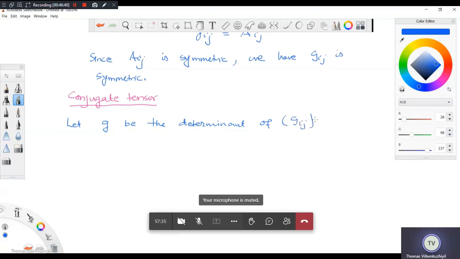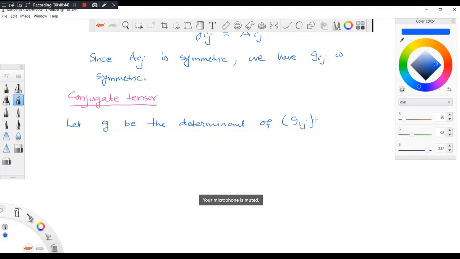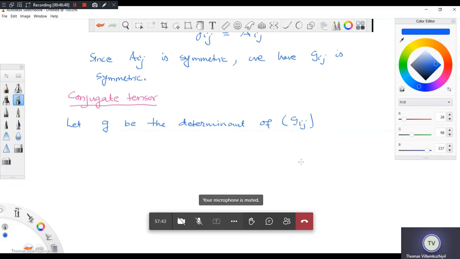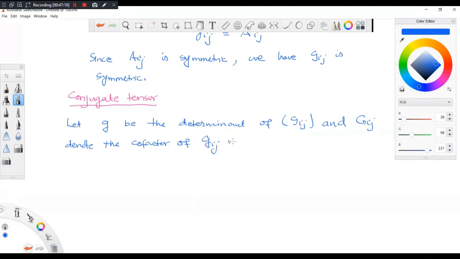You have the matrix gij, and you take the determinant of that matrix. Okay, and there is a capital Gij, denote the cofactor of gij in G.